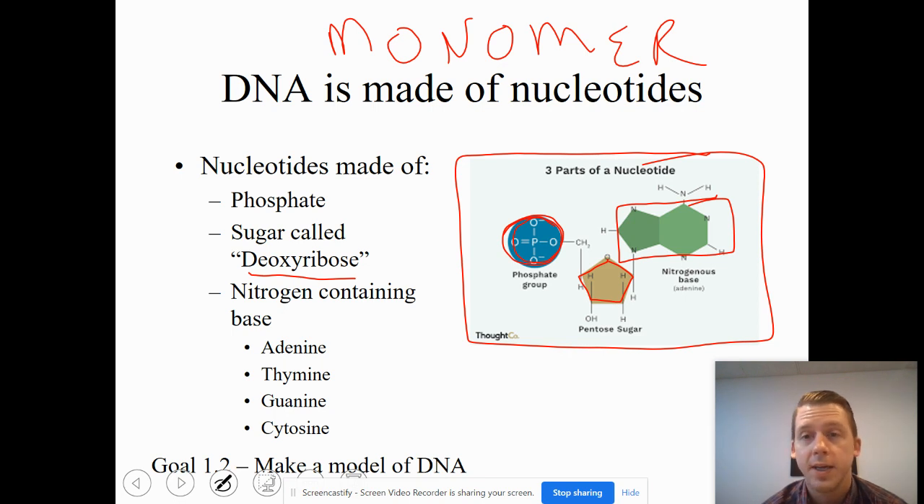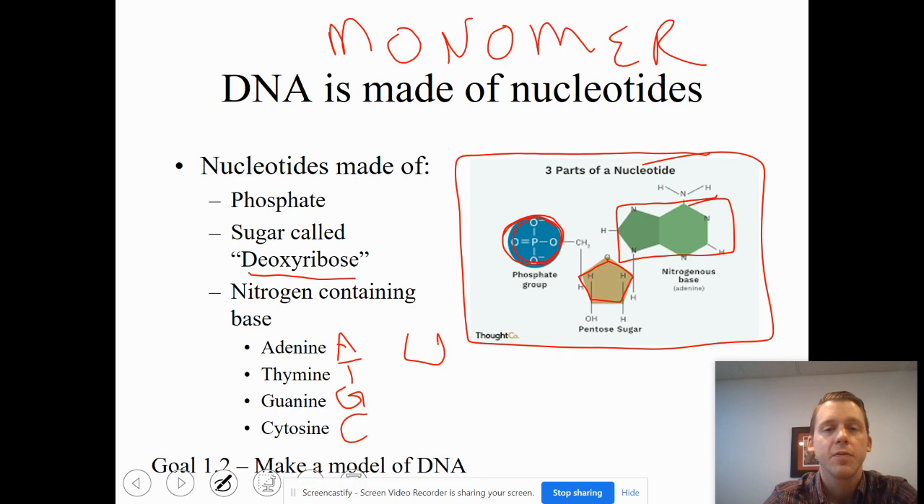There are 4 different types of nitrogenous bases. So the base could be an adenine, which begins with an A, or the base could be a thymine, which begins with a T, or the base could be a guanine, which begins with a G, or the base could be a cytosine, which begins with a C. So there are 4 different varieties of nucleotides. You could have the A-type nucleotide for adenine, or the T-type, or the G-type, or the C-type.